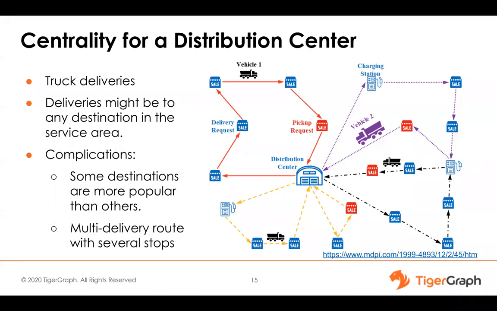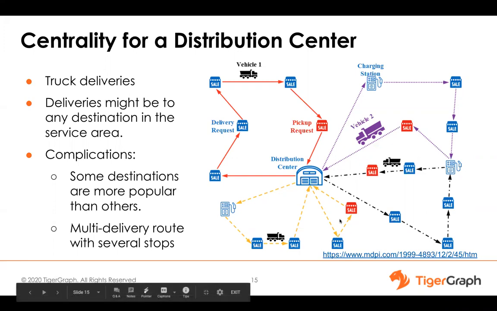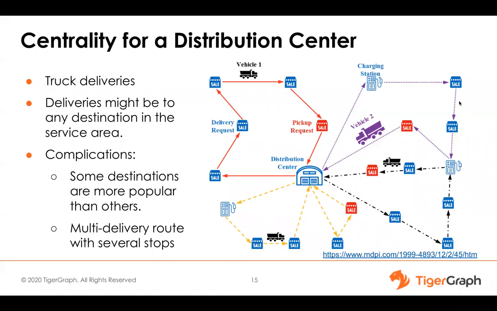But if you think of this as just showing the roads, and the question here is, if I might need to make a delivery to any of these places, where's the best place to put my distribution center so that it's not too far to get to any of those places?